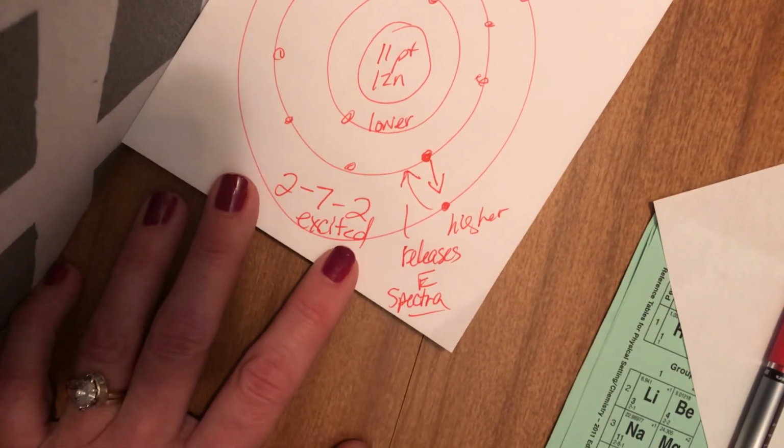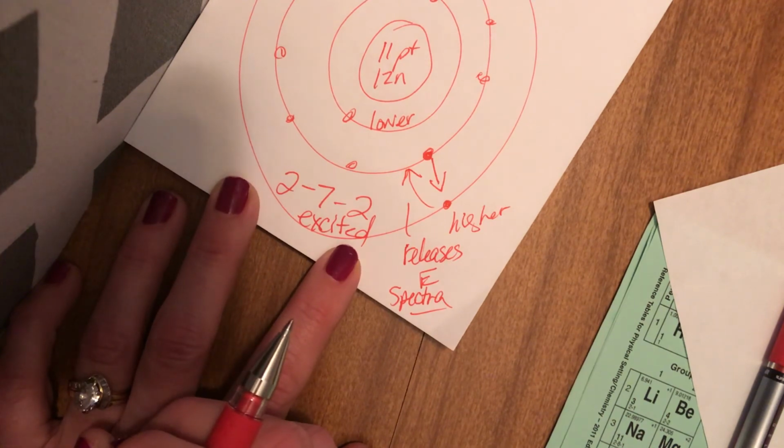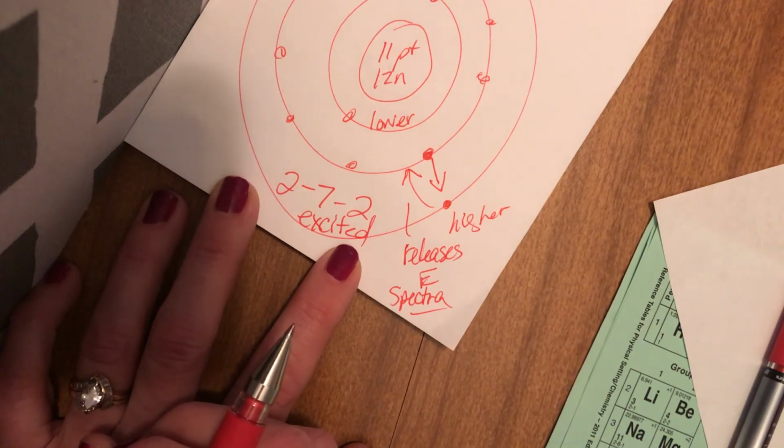So it releases a specific spectral pattern, and you can actually go back and identify an element by its spectral pattern.